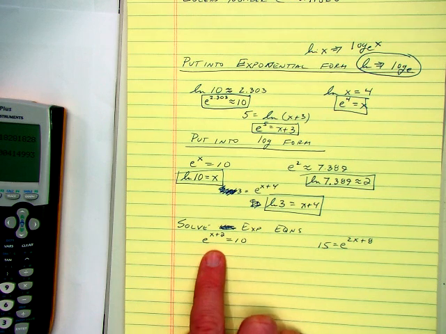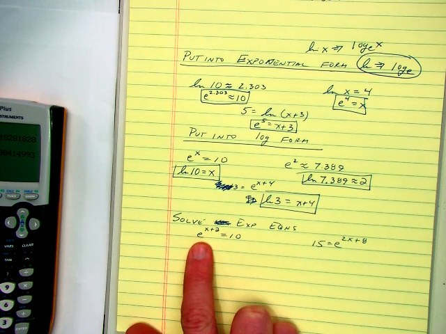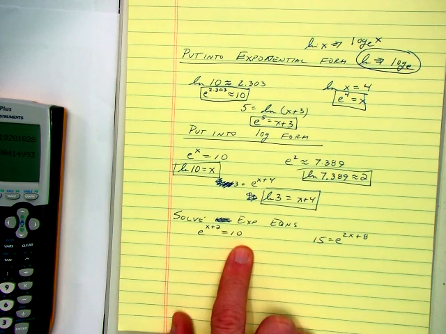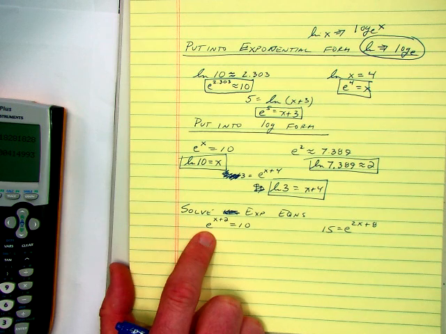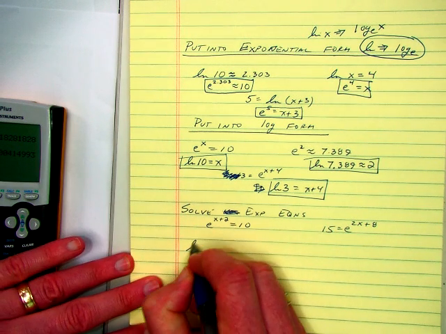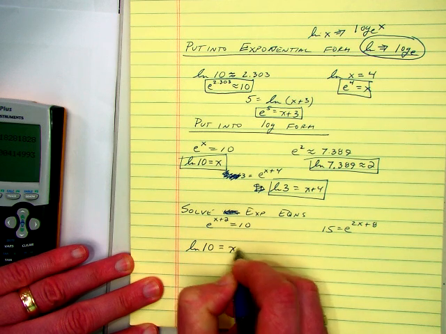How would I find this? And just like what we've done before, if it's in exponential form, we're going to go to log form. Okay? So since this is base e, just like what we did up here, it's not going to be log base e. I'm going to write it as a natural log of 10 is equal to x plus 2.